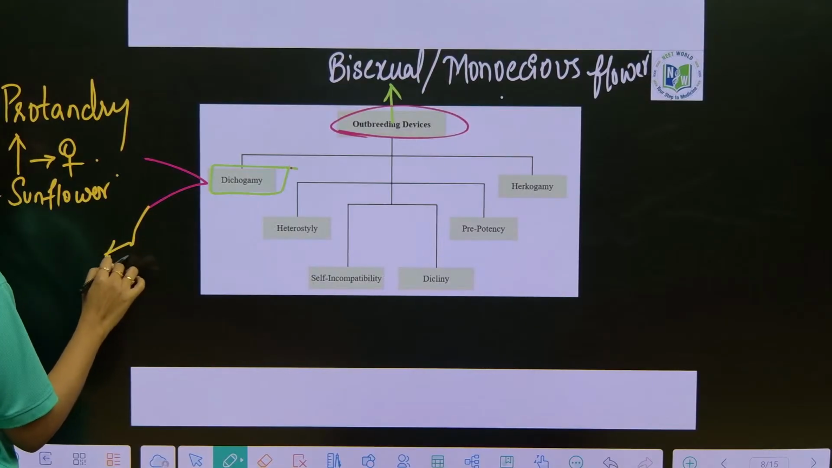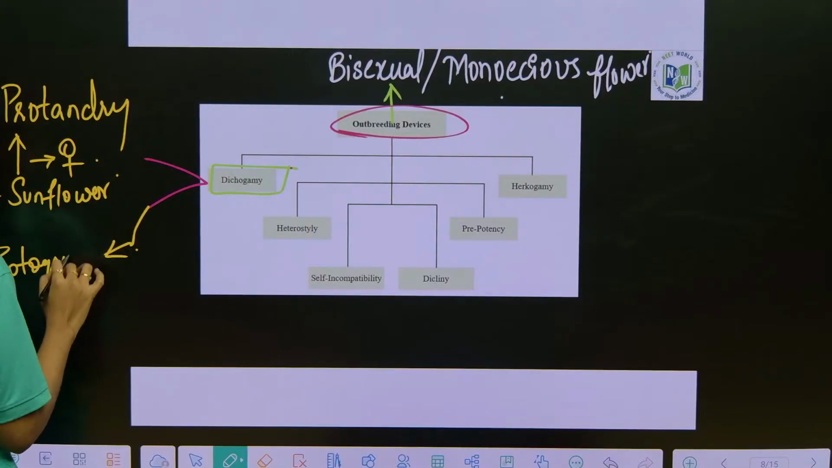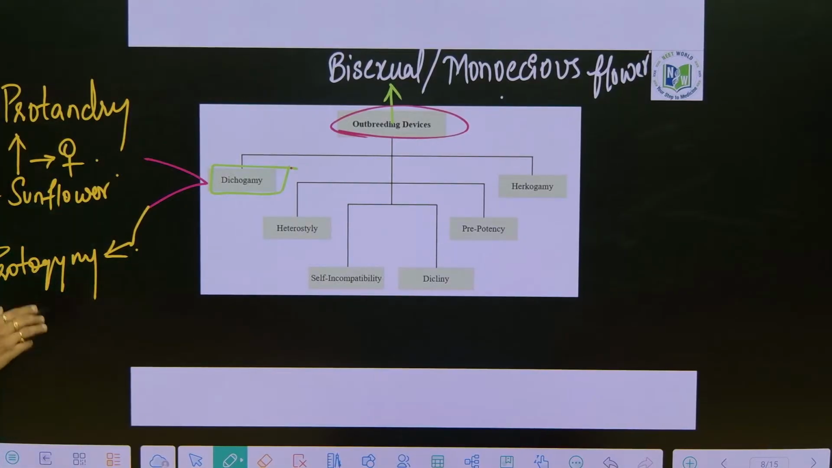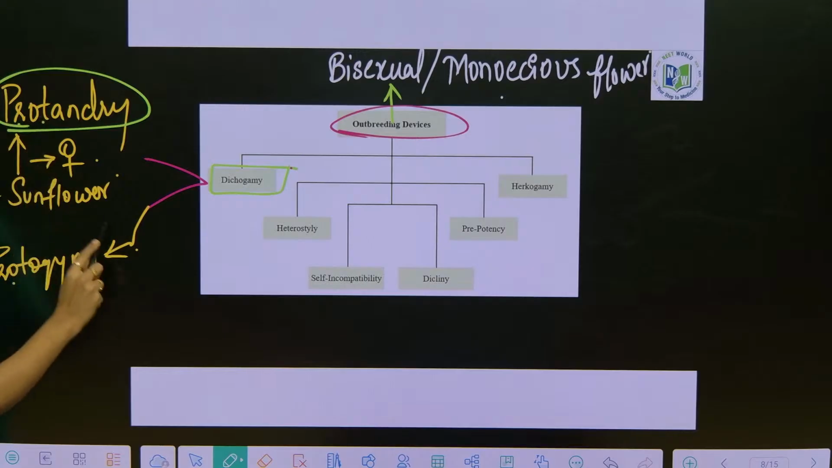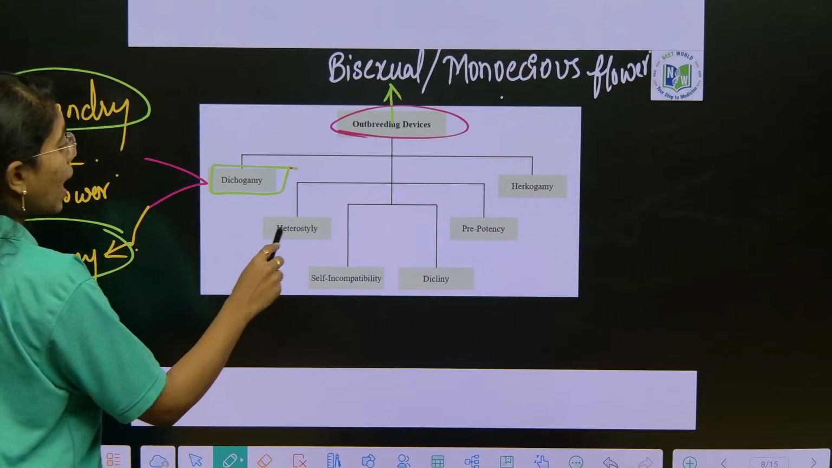Next, protogyny, where the female reproductive structure will mature prior to the male reproductive structure. Here you can remember in this way, beta. Pro means prior, androecium. Pro means prior, gynoecium. Prior maturation of gynoecium is learnt under protogyny. So, here it is protandry and protogyny. Example you can take of Aristolochia. So, this is dichogamy.